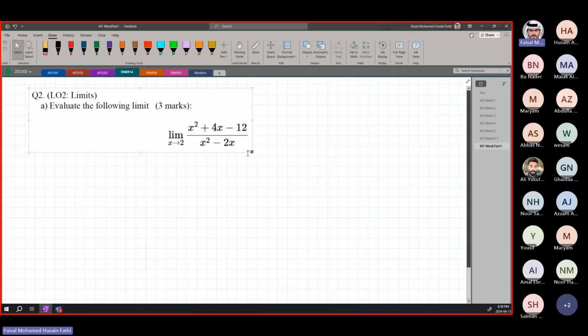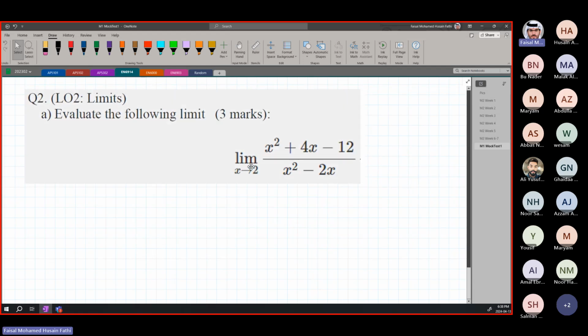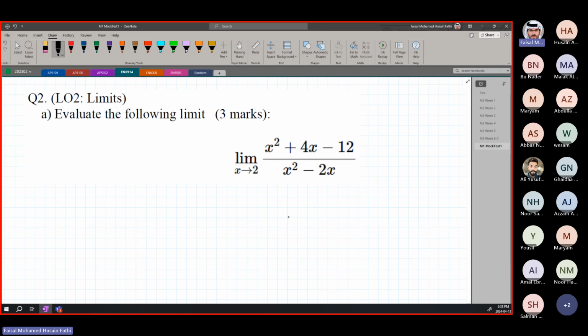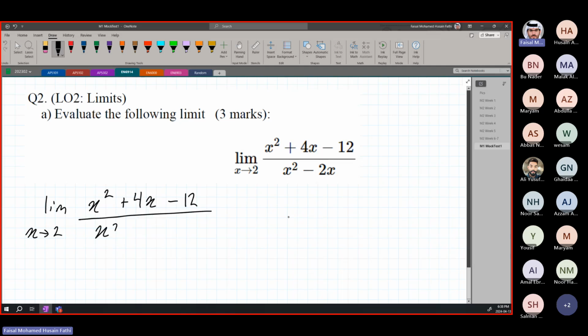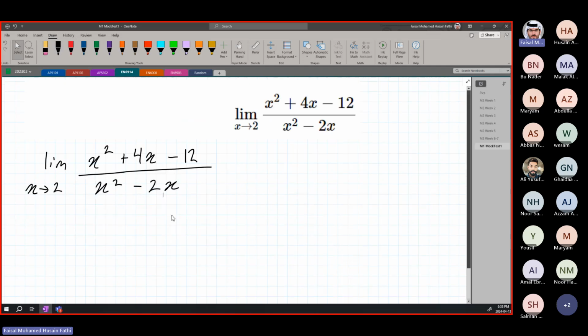So, evaluate the following limit of x squared plus 4x minus 12 over x squared minus 2x. So we have the limit as x approaches 2 of x squared plus 4x minus 12 over x squared minus 2x. Remember, if you just substitute 2 here, you're gonna get a 0 in the denominator, which you cannot do. It's gonna be 4 minus 4, because 2 squared is 4, minus 2 times 2, which is 4, it's gonna be 0.